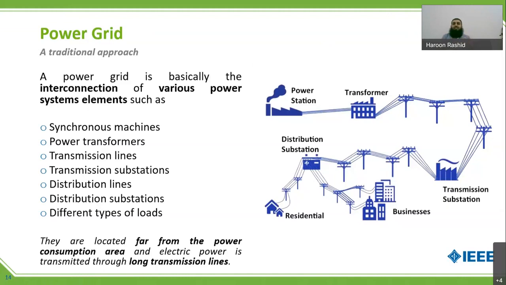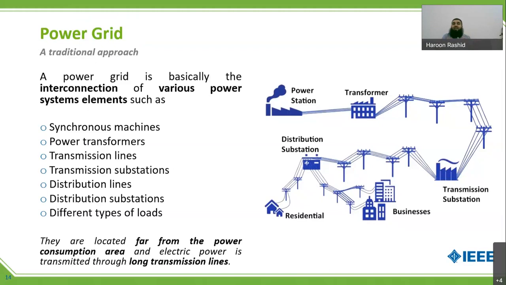But this electricity comes from a very, very far place, meaning the power station is not close to your home or your office. So that is the traditional approach by which we receive electricity or power in our home today. And this electricity is, of course, transmitted through long transmission lines.